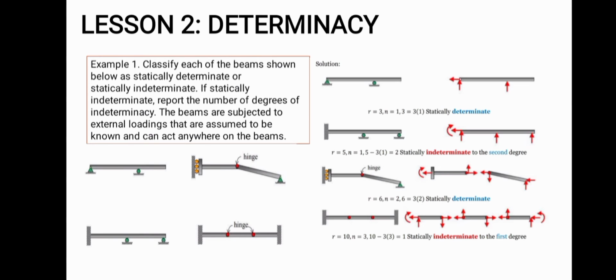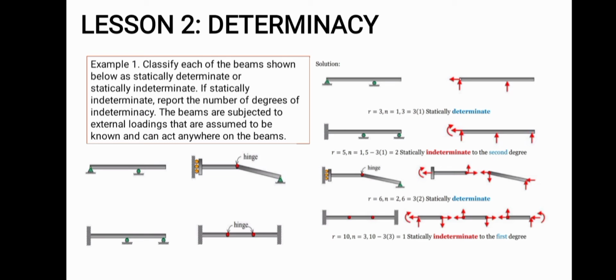So here we have an example. For the solution, r equals 3, n equals 1. So 3 equals 3 times 1, that will be statically determinate. Next, r equals 5 and n equals 1. So 5 minus 3 times 1 equals 2, statically indeterminate to the second degree.